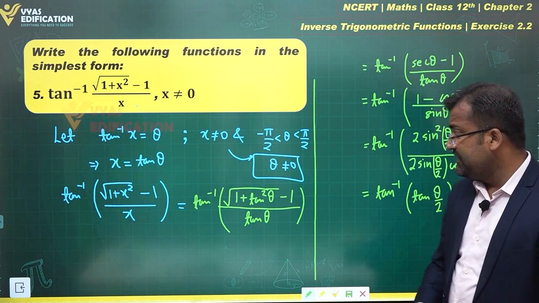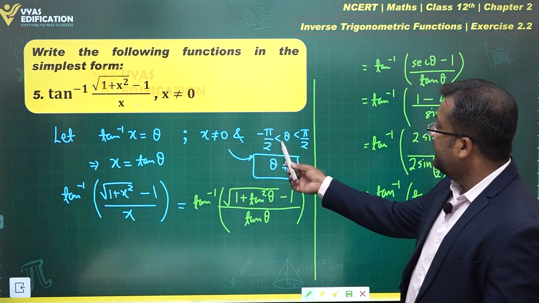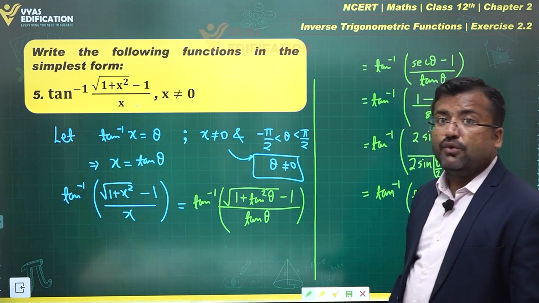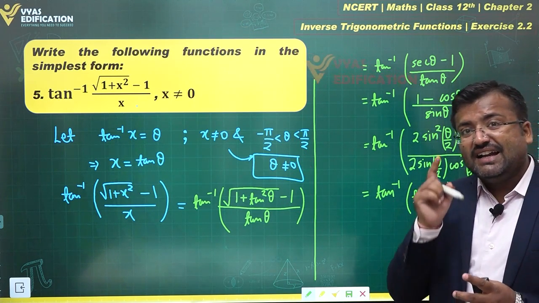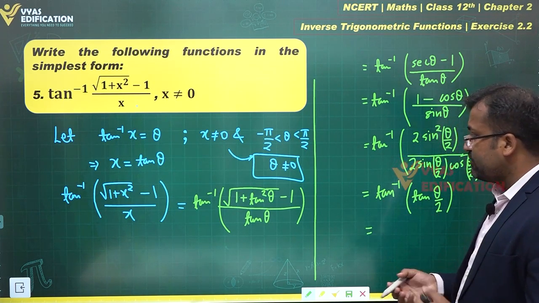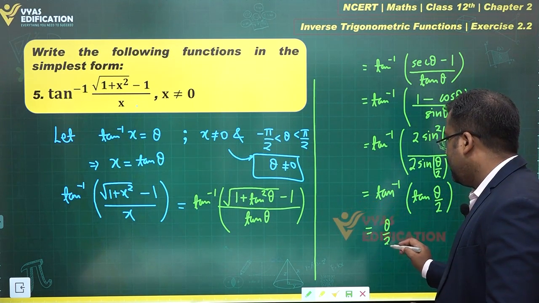And what happens in this case? Tan inverse tan theta by 2. If theta lies in this interval, theta by 2 will lie in a more restricted interval, that is from minus pi by 4 to pi by 4, and in that interval the definition of tan inverse tan x will be x only, that is theta by 2.